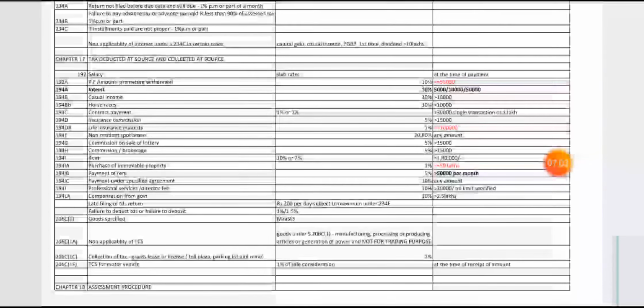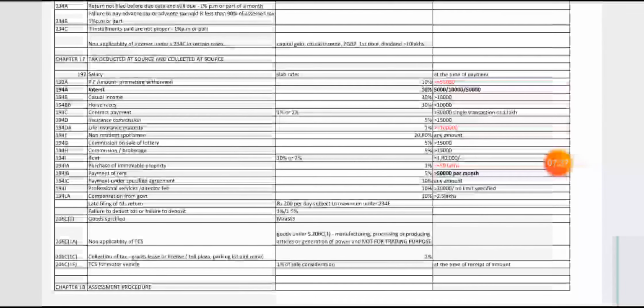What do you mean by 5,000, 10,000 and 50,000? 5,000 means the amount of interest exceeds 5,000. Okay. What do you mean by 10,000? In case of time deposit, which is in bank, the interest has to exceed 10,000 to attract TDS. In case of senior citizen, the time deposit should be more than 50,000 to attract TDS. Okay, so 194A interest, 192 salary, 192A PF, 194A interest.